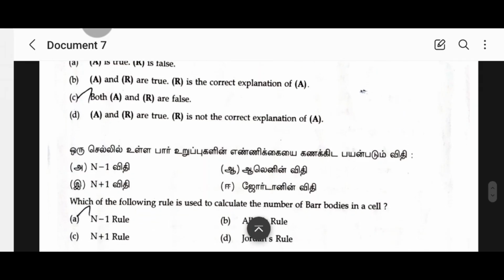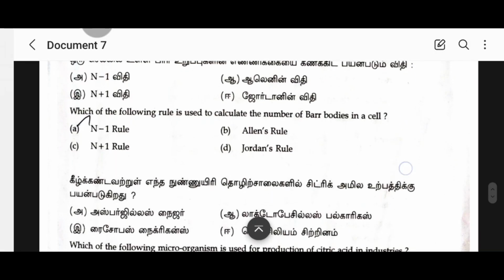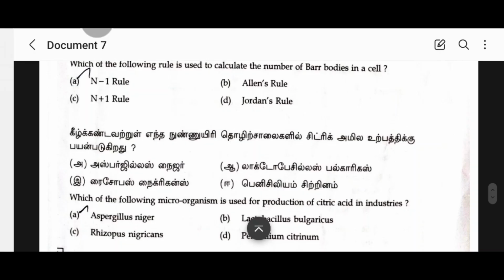Next, the fourth question, taken from the 4th chapter box. Which of the following rules is used to calculate the number of Barr bodies in a cell? Barr body identifies the female cat. The rule is the n-1 rule.